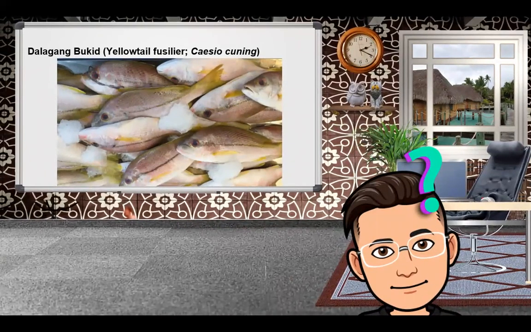Next is dalagang bukid. This fish got its name because of its unique red color. The color red is often used in describing a Filipino farm girl wearing a red wrap-around skirt in the province. The dalagang bukid fish is available in the public market, usually priced at 280 per kilo, regular price, and 380 per kilo for dalagang lapad, a bigger and fatter fish of the same kind.